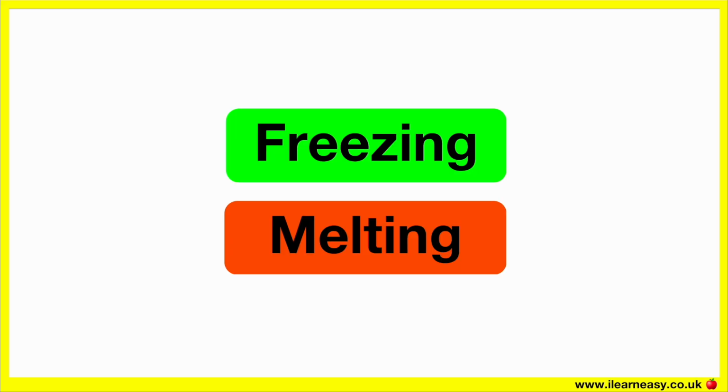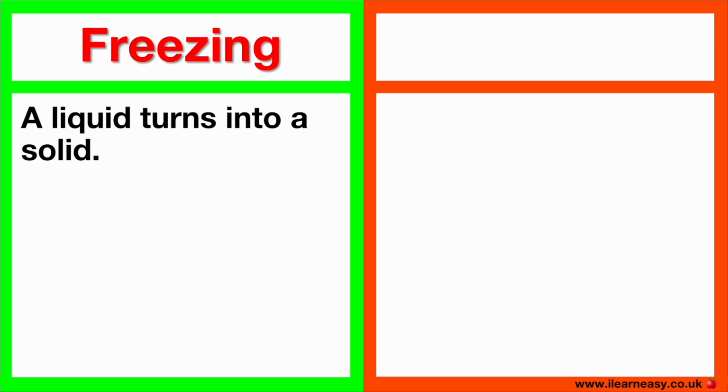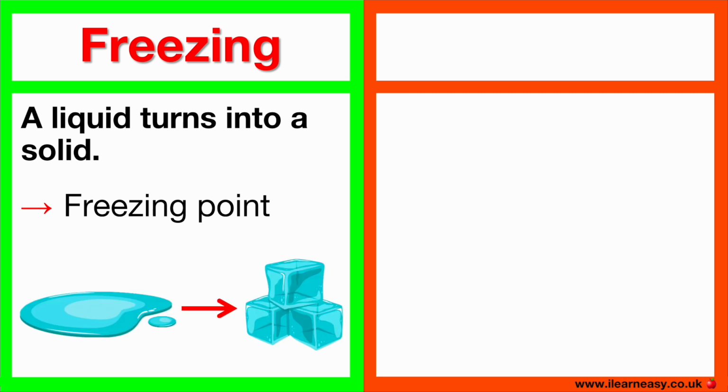Freezing, melting. Freezing and melting are opposite processes. Freezing refers to when a substance turns from a liquid into a solid. The freezing point is the temperature at which the substance turns from a liquid to a solid. This is usually a low temperature. An example is when water turns into ice. At the freezing point, the liquid's molecules slow down and arrange themselves into a solid. The freezing point is different for different substances.